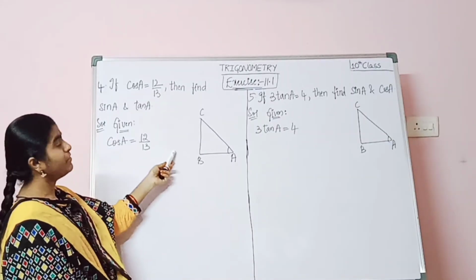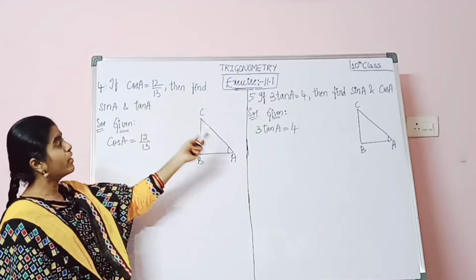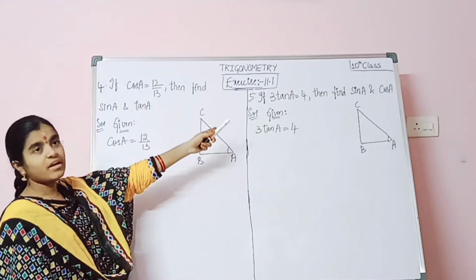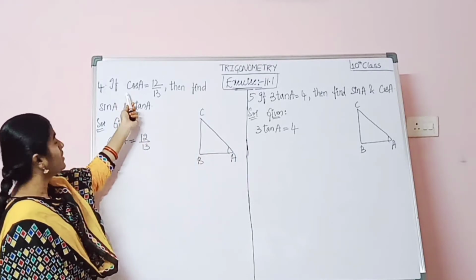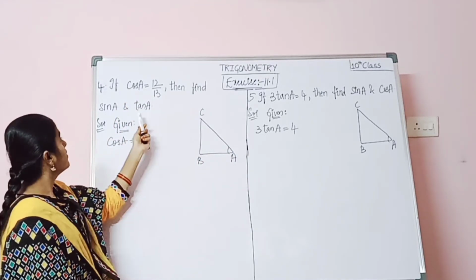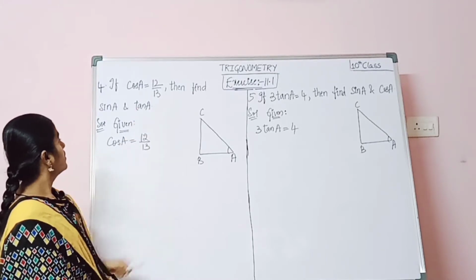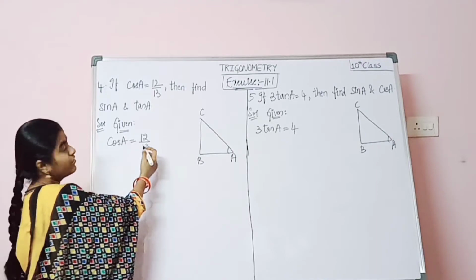So let us solve two more problems based on example 1, that is question number 4 and 5 in exercise 11.1. So what is given here? If cos A equals 12 by 13, then find sin A and tan A. So here cos A is already given. What is given? Cos A equals 12 by 13.